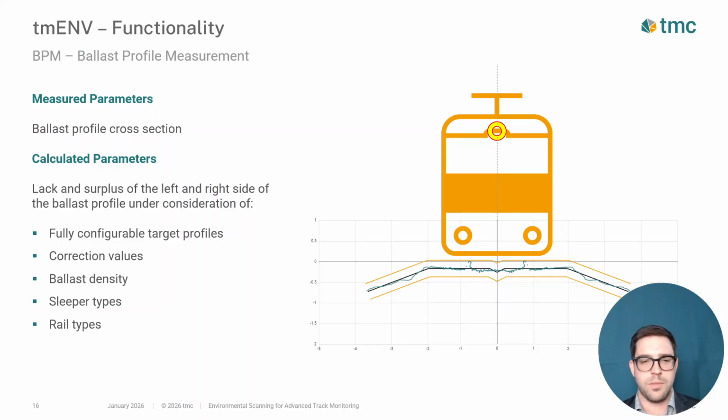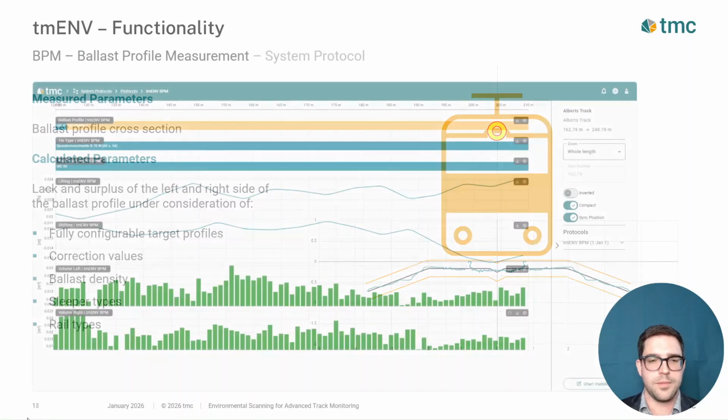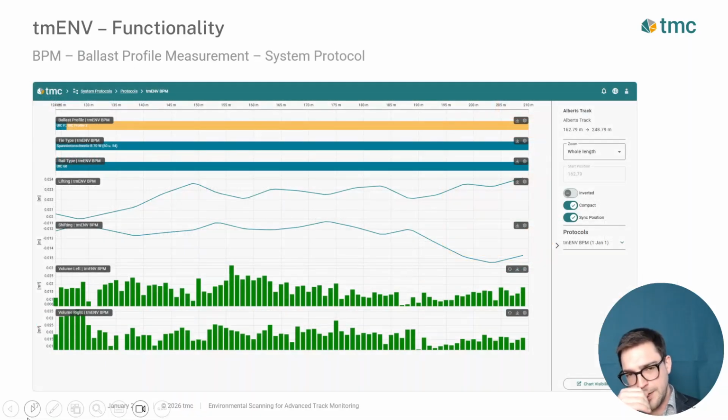Then, of course, also the ballast density can be changed, so that you have the right density. And of course, sleeper types and rail types can be defined. What we get then is, again, a system protocol where you see the assigned ballast profiles. You can see here that we have at the beginning a different ballast profile than later, then the tie type, the rail types, and here also the applied lifting and shifting values.